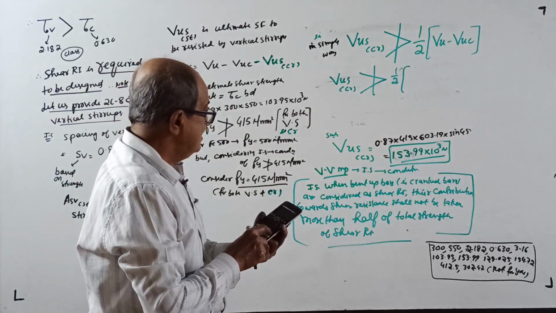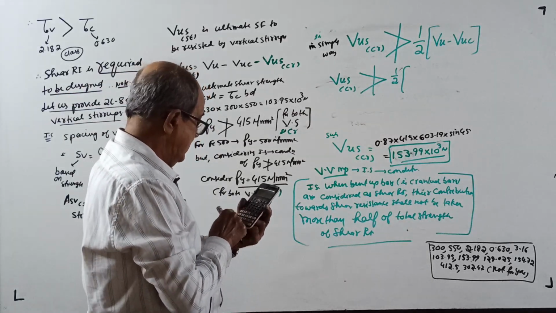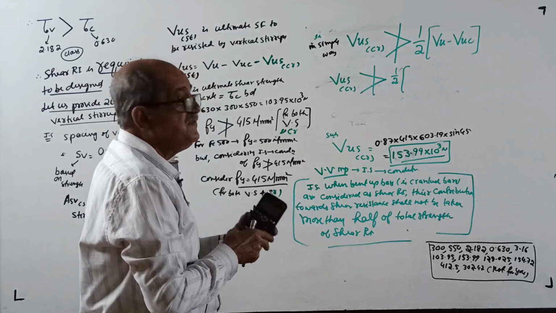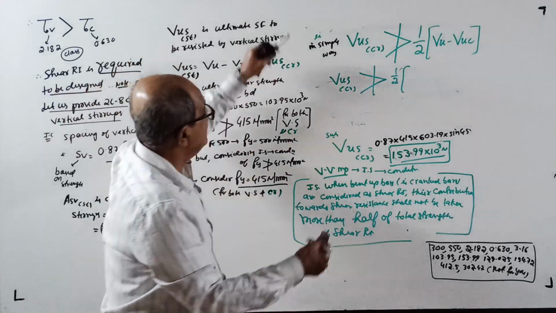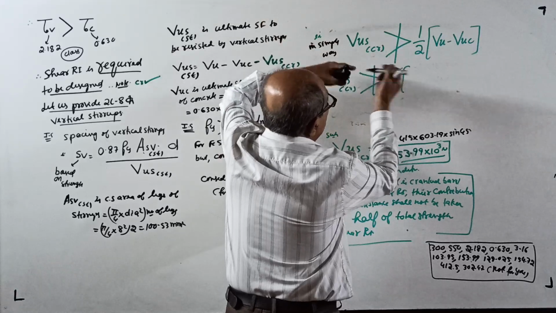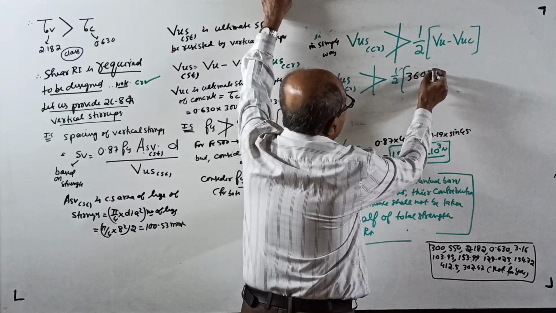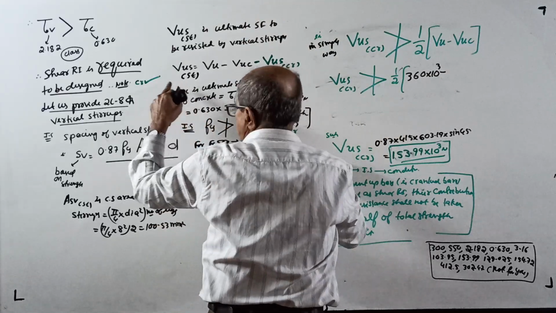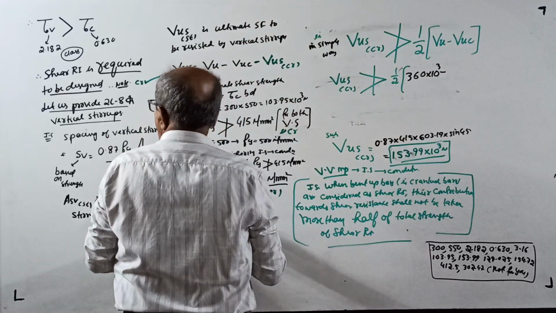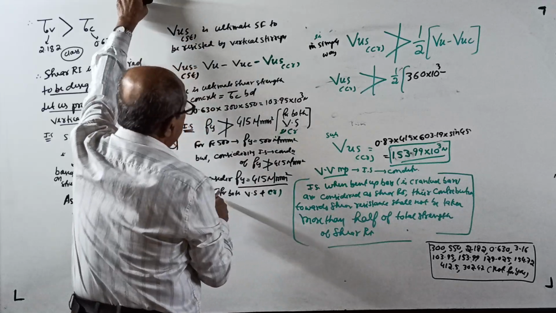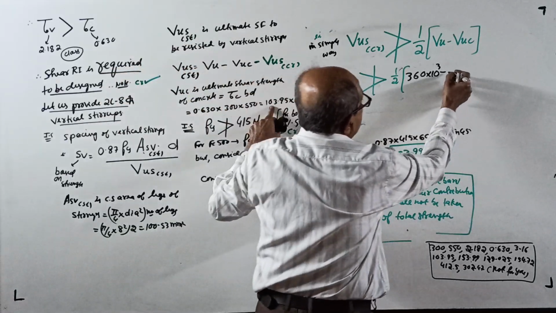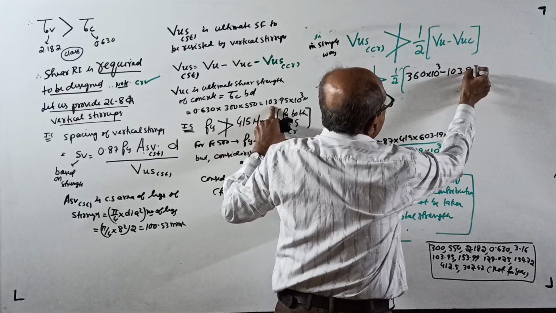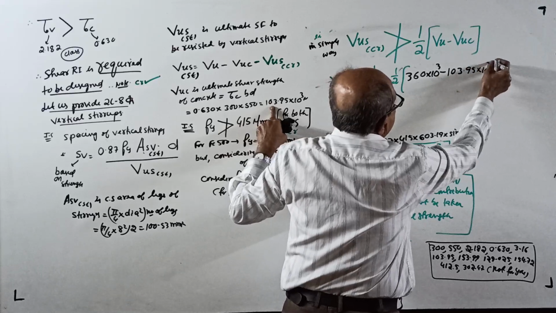How much tau V did I get? 2.182 into 300 into 550, 360. See, there is everything, I can do it. Into 360 10 to the power 3 minus VUC. Where do you calculate VUC? Somewhere here, VUC, 103.95, 103.95 10 to the power 3.